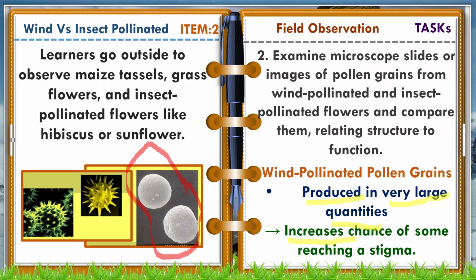To increase chances of some reaching the stigma. Because they are released into the air, it is not a guarantee that all of them will land onto the stigma. So, if some of them will not land onto the stigma, therefore you need to produce very many, that some of them will be carried away by the wind, but at least there will be an opportunity for some to land onto the stigma. That's why they are produced in very large quantities.